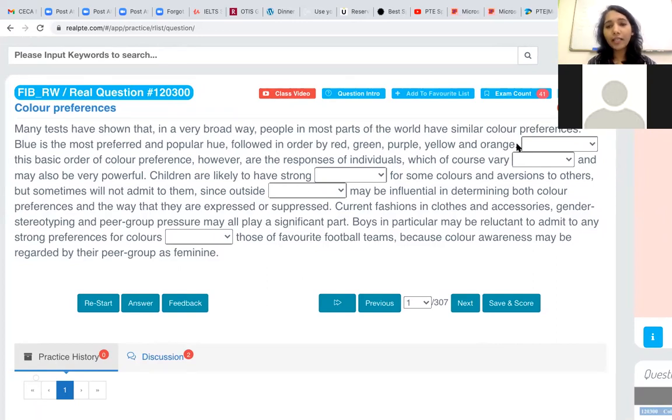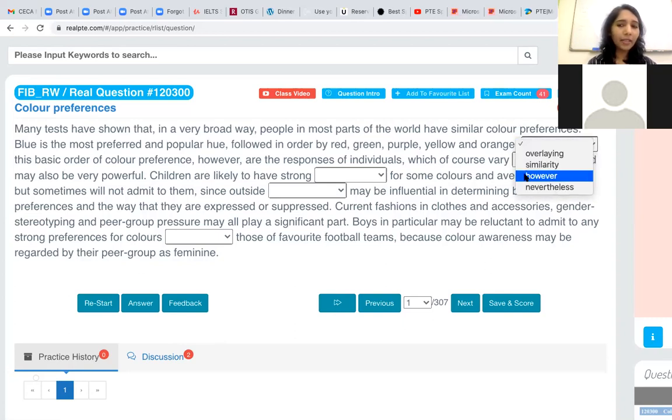So in your exam, if you see a blank after the full stop, then the word in the blank will start with a capital letter. In your practice websites, it might not be the case, but in your exam, the word here will start with a capital letter. So if you've got one word with a capital and all the other words starting with small, don't even think. Choose the word which starts with a capital letter, okay? Then dash, this basic order of color preference. However, are the responses of individuals. So if you look at it, similarity, no, it cannot be the answer, right? So it should be something in the, you're looking at a verb here, okay?